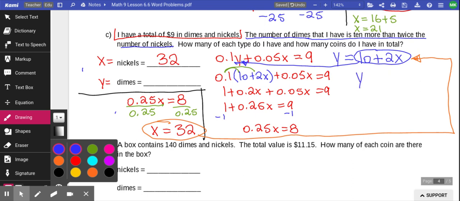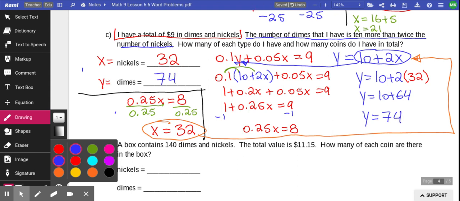That gives me y equals 10 plus 2. Instead of x, I put 32 because I now know that x equals 32. If I calculate that, that means y equals 10 plus 64. That means y equals 74. So the number of dimes I have is 74. And there's my answer right there.